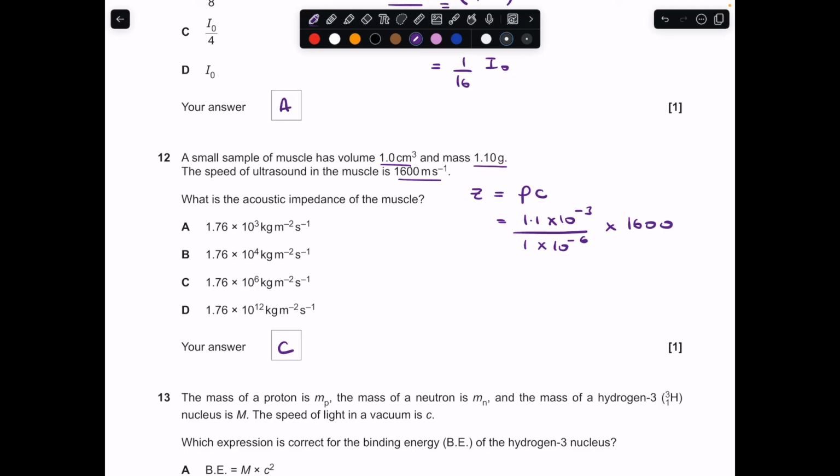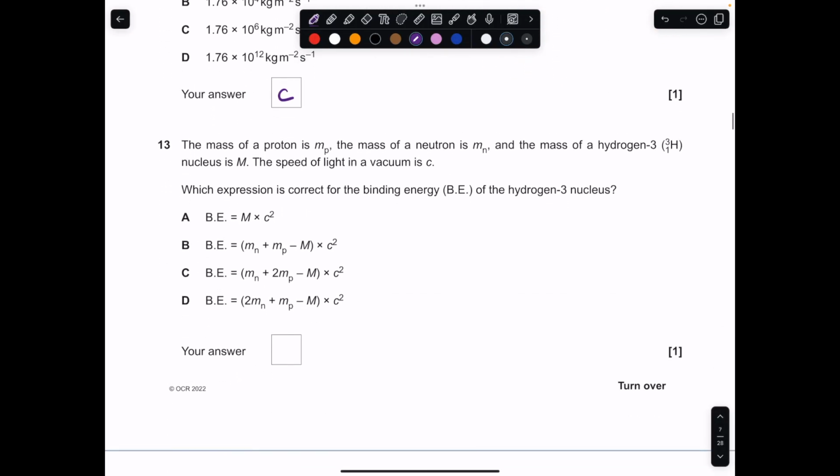Okay, let's move on to our next question, number 13. It says that the mass of a proton is MP, the mass of a neutron is Mn, the mass of a hydrogen 3 nucleus is M, and the speed of light in a vacuum is C. Which expression is correct for the binding energy of hydrogen 3 nucleus? So in general, binding energy has a very similar formula to mc squared, but it's the change in mass, or mass defect, which we are considering over here.